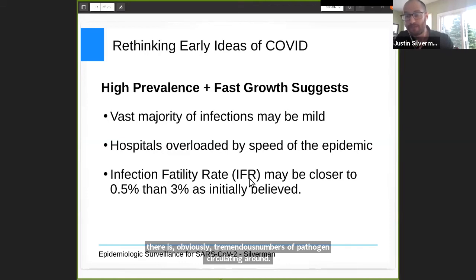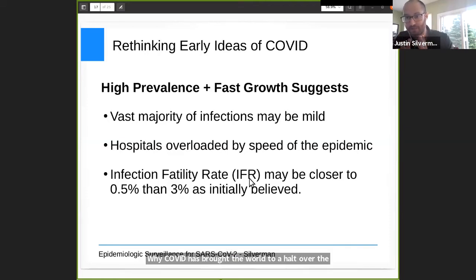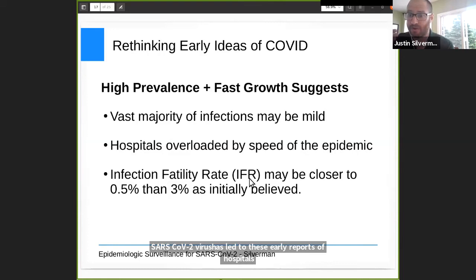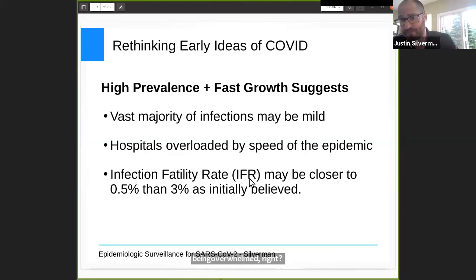Why COVID has brought the world to a halt over the past few years, I think, is a really interesting question. Why, for example, is it that the SARS-CoV-2 virus has led to these early reports of hospitals being overwhelmed, right? The horror that was happening in New York City or in Italy, and that has subsequently happened all over the place. Well, one way of thinking of it is that this is happening because this is such a deadly virus. I think that's what a lot of people think, and that's what a lot of people thought at the time.